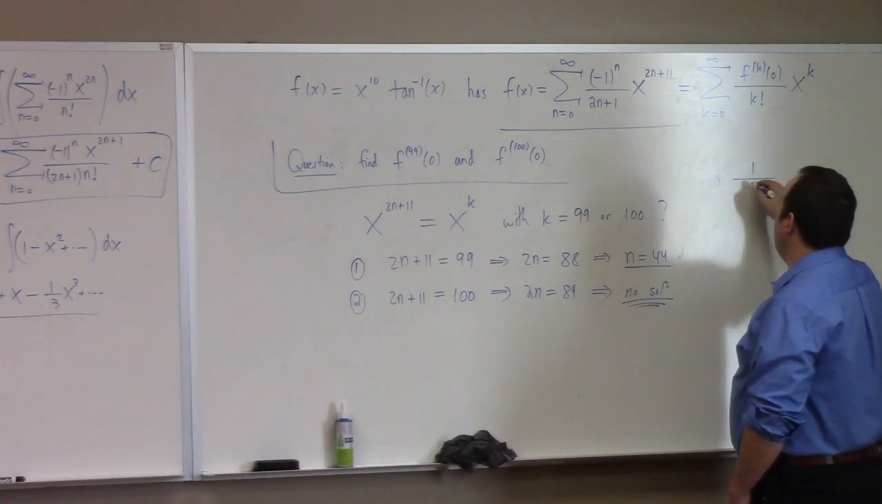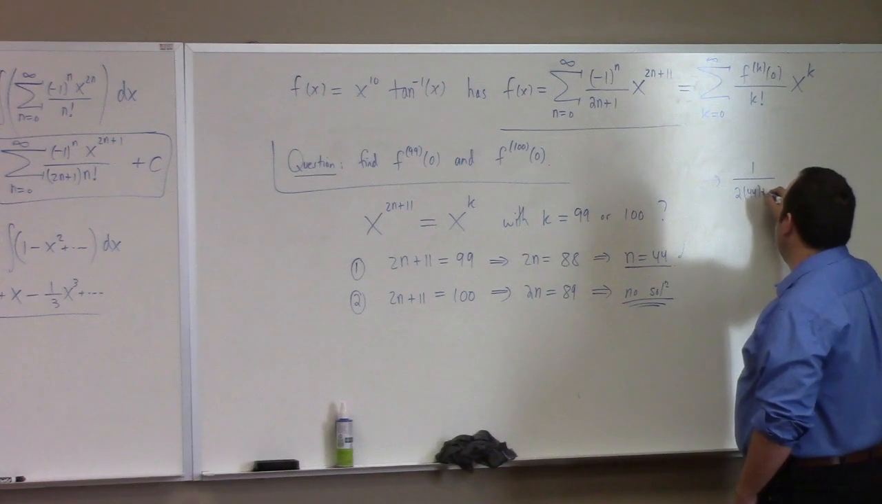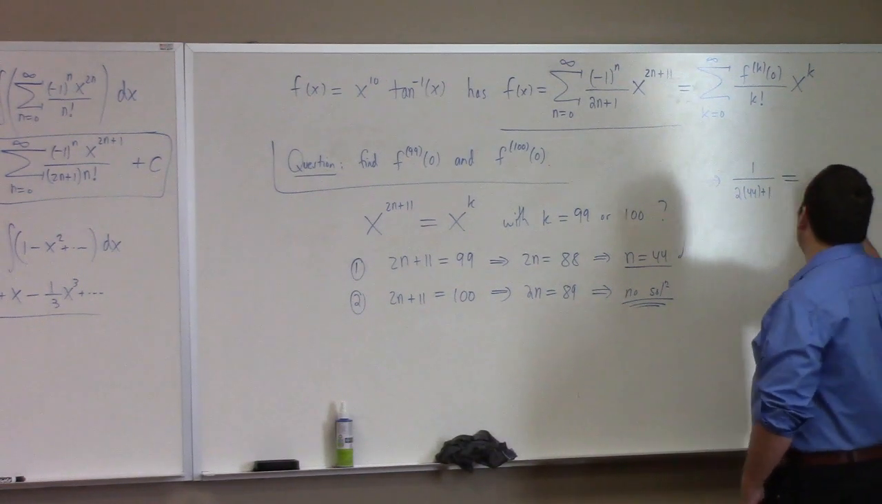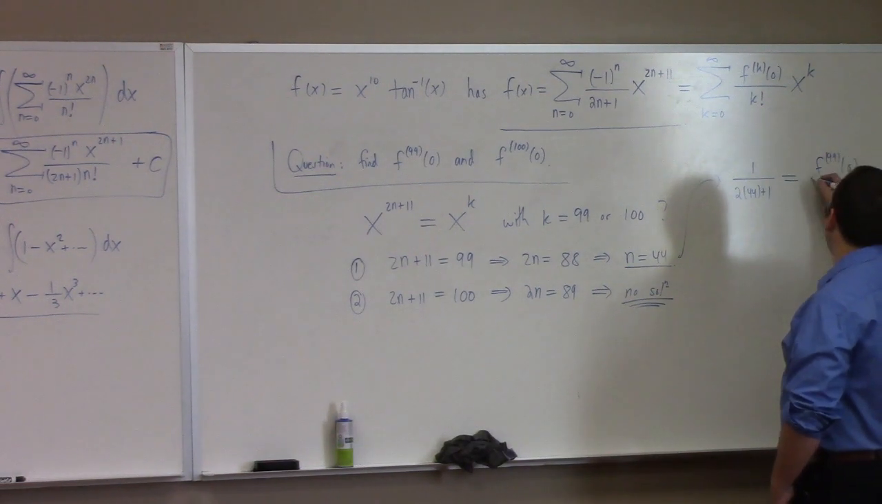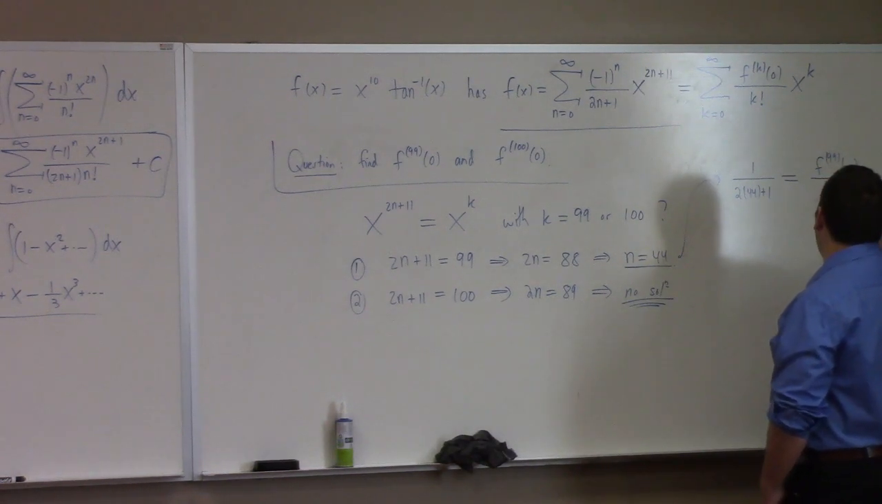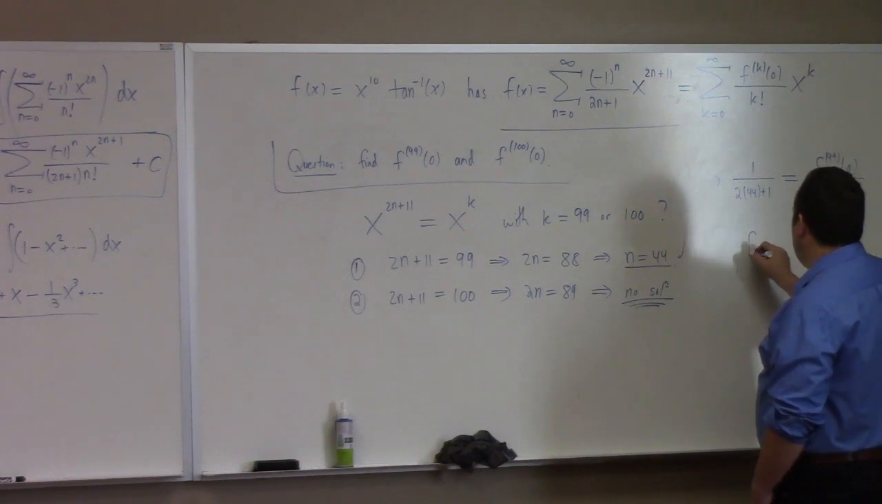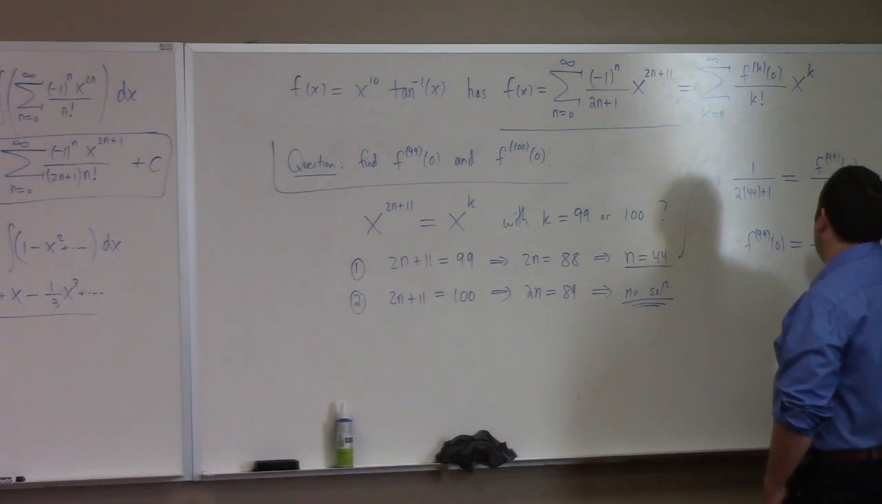We've got 1 over 2 times 44 plus 1, right, is equal to the 99th derivative at 0 divided by what? What's k? 99. And so that gives me that the 99th derivative at 0 is simply 99 factorial divided by, well, 89? Yeah.